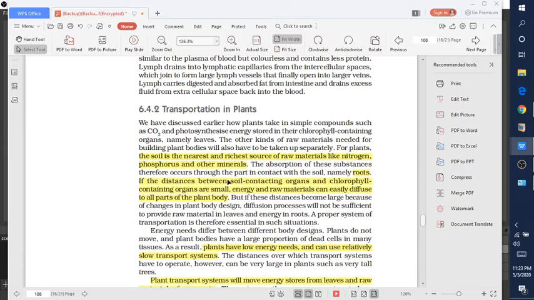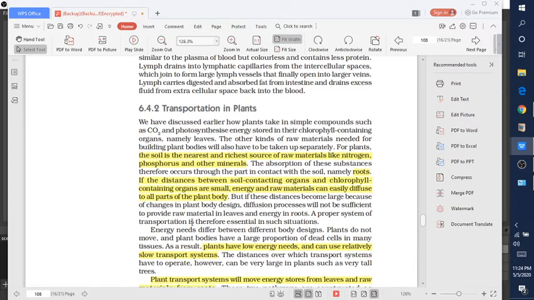But if this distance is large, then the energy and raw material cannot diffuse easily to all parts of the plant. Why? Because the diffusion process will not be sufficient to provide all the raw material to the leaves and energy to the roots. So that's why the distance between the soil contacting organs and the chlorophyll containing organ should be small, so that diffusion can be easily done to all parts of the plant body.